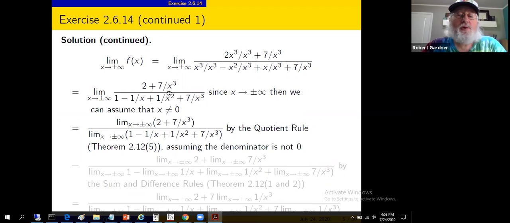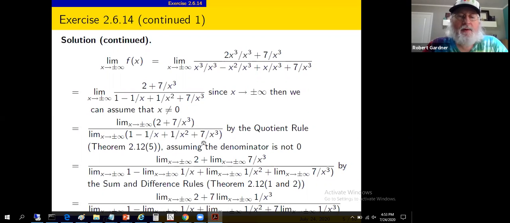Taking a limit of a quotient, why, that's the quotient of the limits, says Theorem 2.12, Part 5, the quotient rule for infinite limits, assuming the denominator is not 0. So if we end up getting zeros in the denominator, we're going to come back to right here because we've done something wrong if that happens. It won't happen. That's the reason you divide by the highest power of x in the denominator. If you do that, you won't have division by 0 in this process.